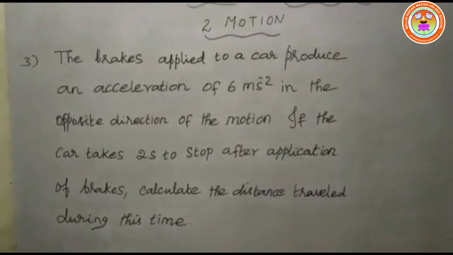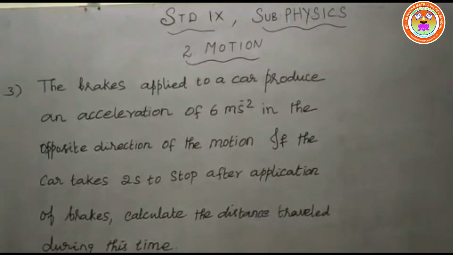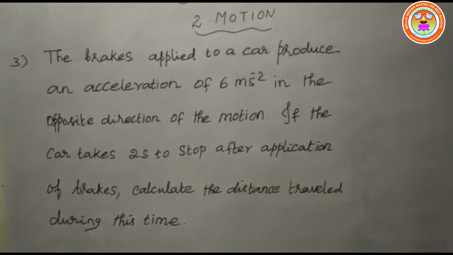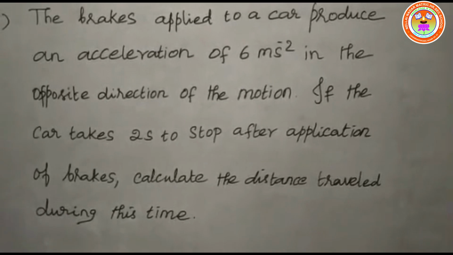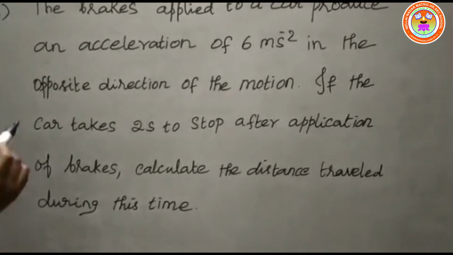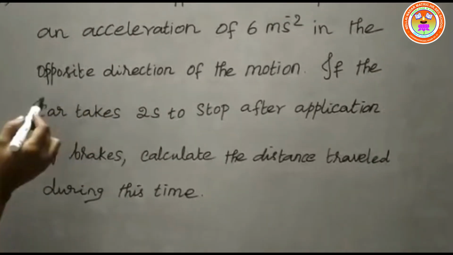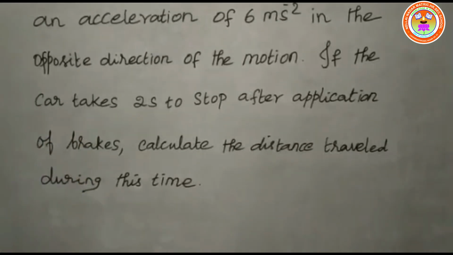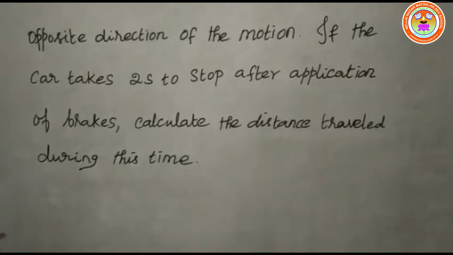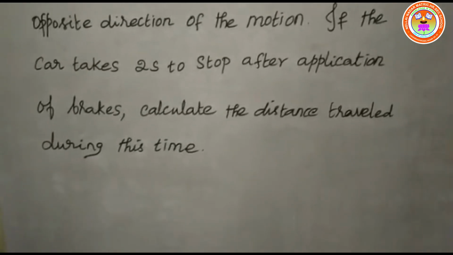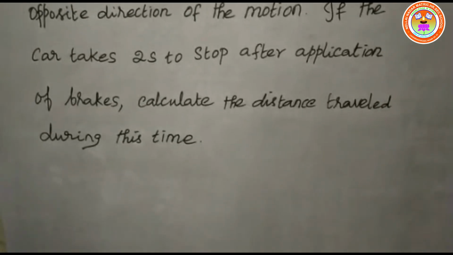Now let us move on to the third problem. The brakes applied to a car produce an acceleration of 6 meter second power minus 2 in the opposite direction of the motion. What is the meaning of the acceleration produced in the opposite direction? The car comes to stop, isn't it? If the car takes 2 seconds to stop after application of brakes, calculate the distance traveled during this time.